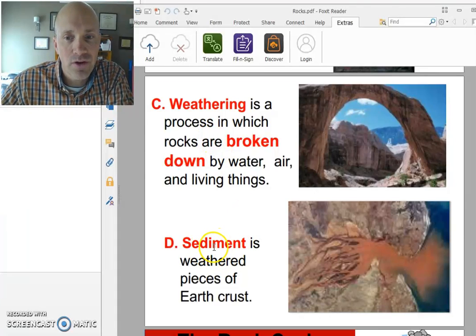Once rocks are weathered, it generates what's called sediment. Sediment is the weathered pieces of the Earth's crust. It's the weathered pieces of all those rocks.